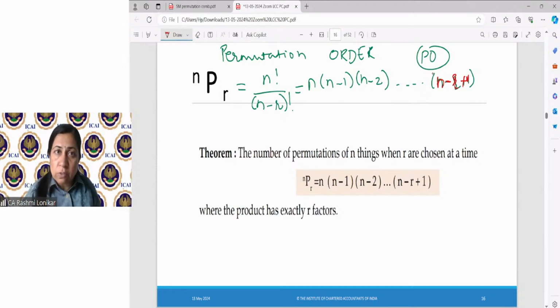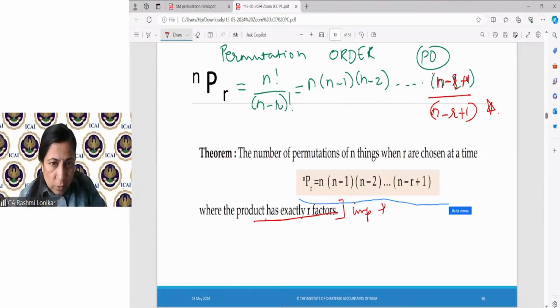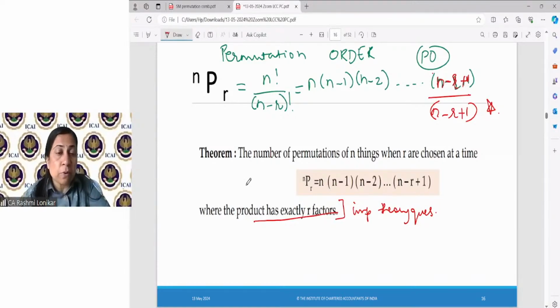And what is the formula? n factorial upon (n minus r) factorial, which is equal to n(n minus 1)(n minus 2), till where I am going. This is most important: (n minus r plus 1). Remember this. So the product has exactly r factors. This is an important theory question. How many factors are there in a permutation? There are exactly r factors.